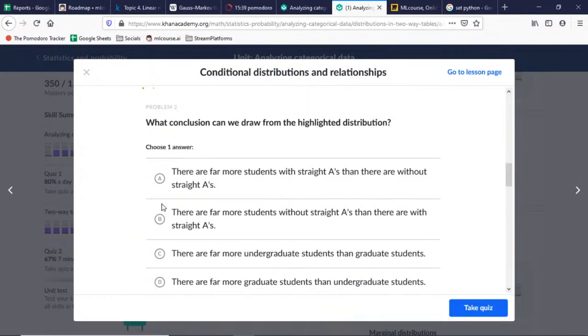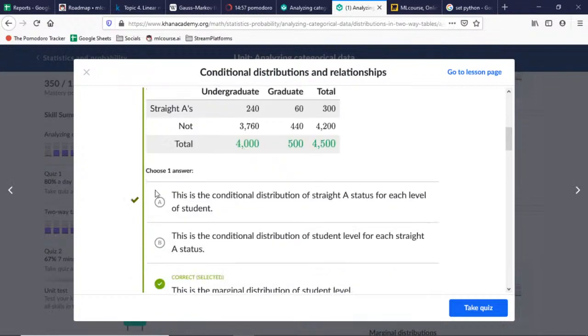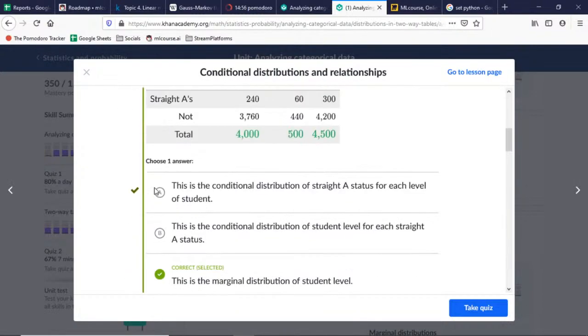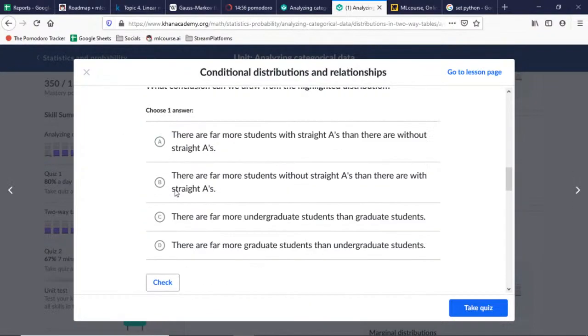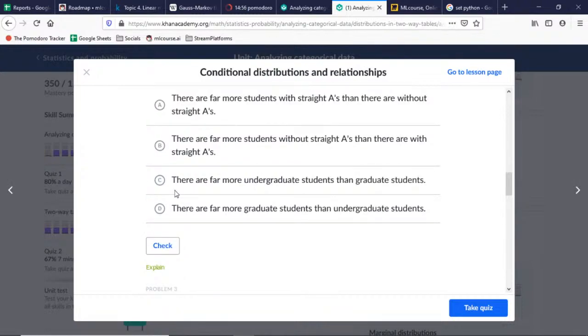What conclusion can we draw from the highlighted distribution? There are far more students with straight A's than there are without. There are far more students without straight A's than there are with. There are far more undergraduate students.